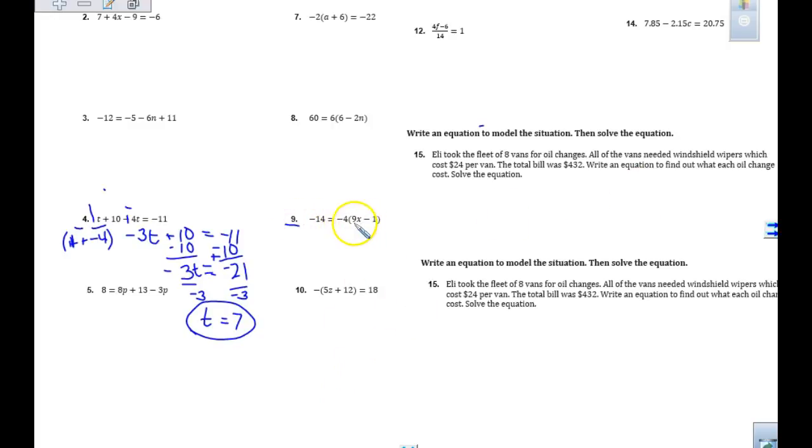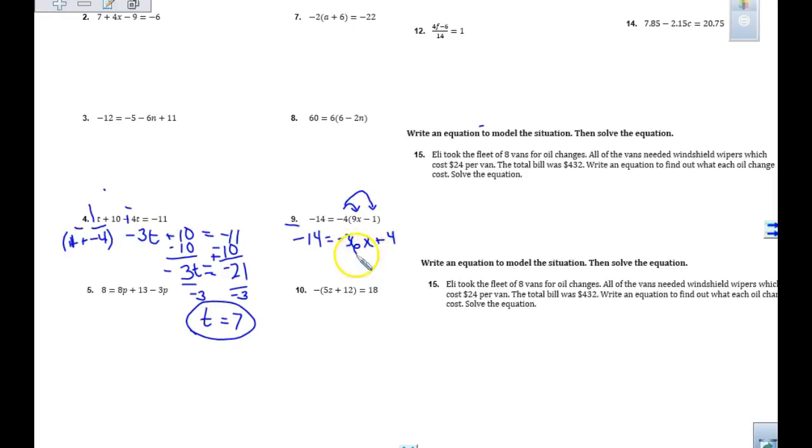In number 9, you're going to see that you can use the distributive property to solve. So negative 14 is equal to, we are taking negative 4 times 9, which gives us how much? You can even look at your paper. Negative 36. So we get negative 36, and then I have to take the negative 4 times negative 1. We're using the distributive property, so you tell me what I'm doing with the negative 4. Multiplying it by negative 1, and getting 4. So I have negative 36x and I have plus 4.